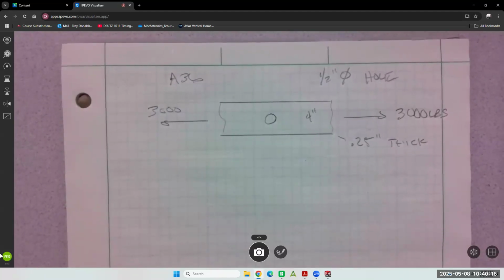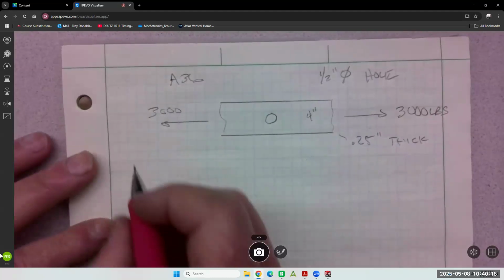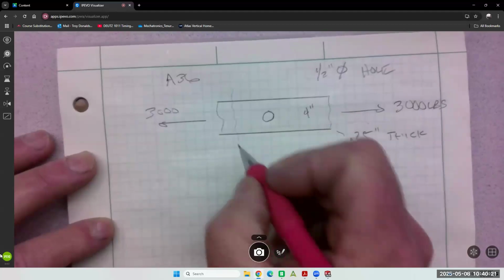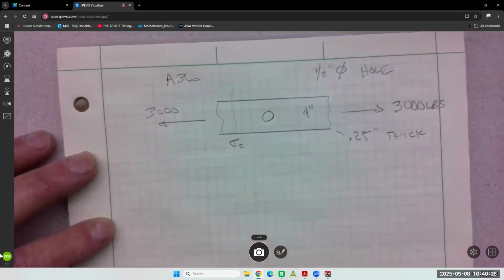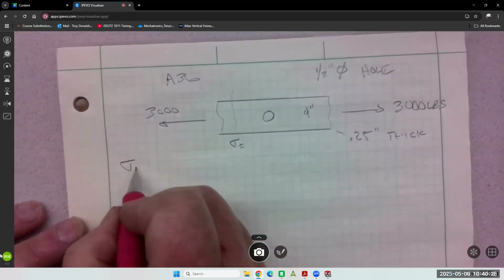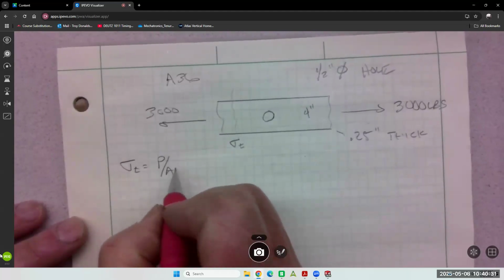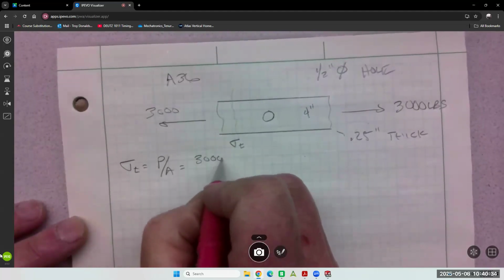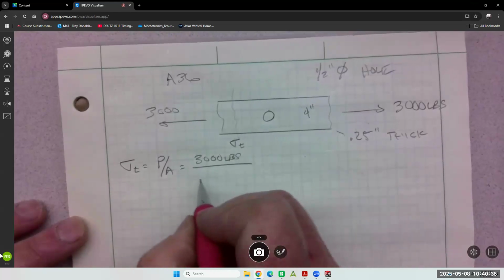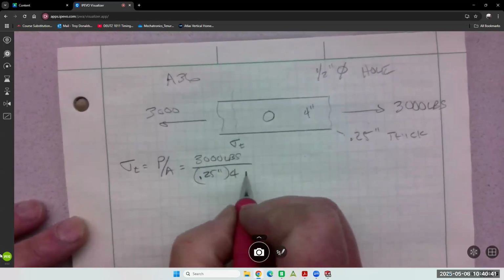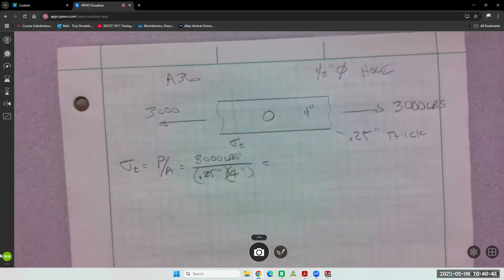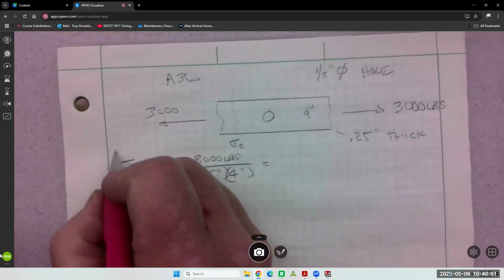All right, so let's calculate our normal stress first, just our normal tensile stress. So that's out here somewhere, away from the hole. So we all know what that is. It's P over A, 3,000 over 0.25 inches times 4 inches. Right? This is our average stress.